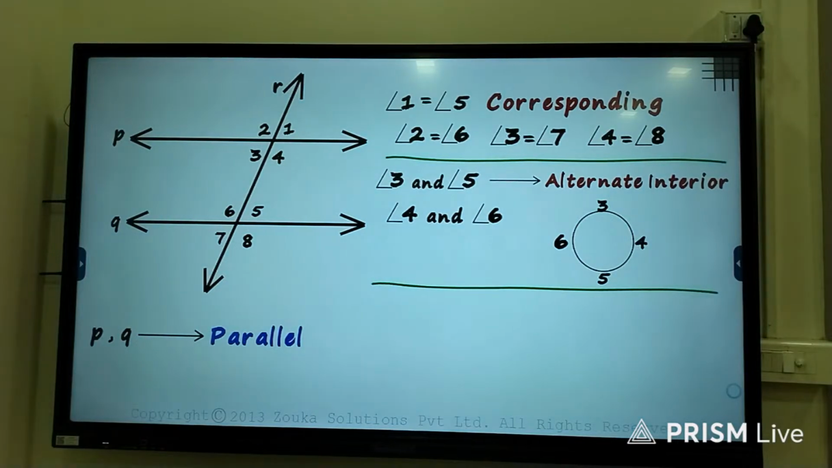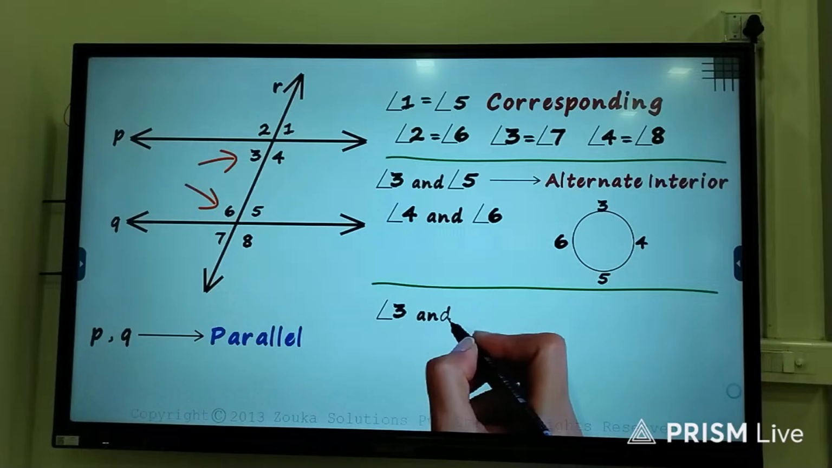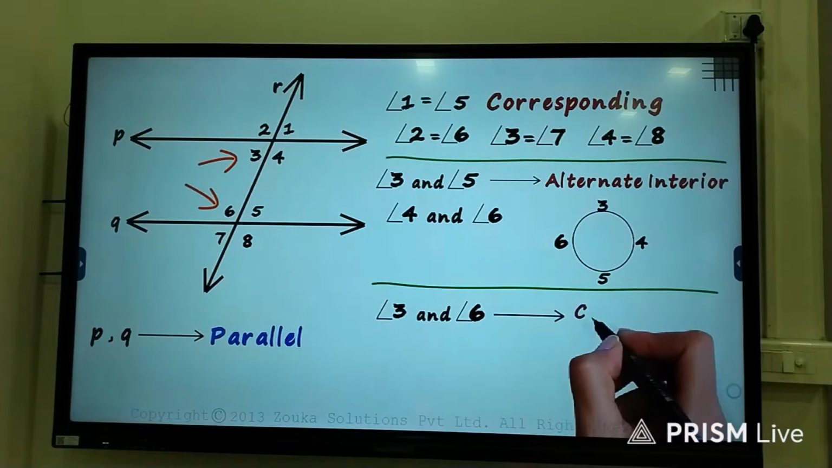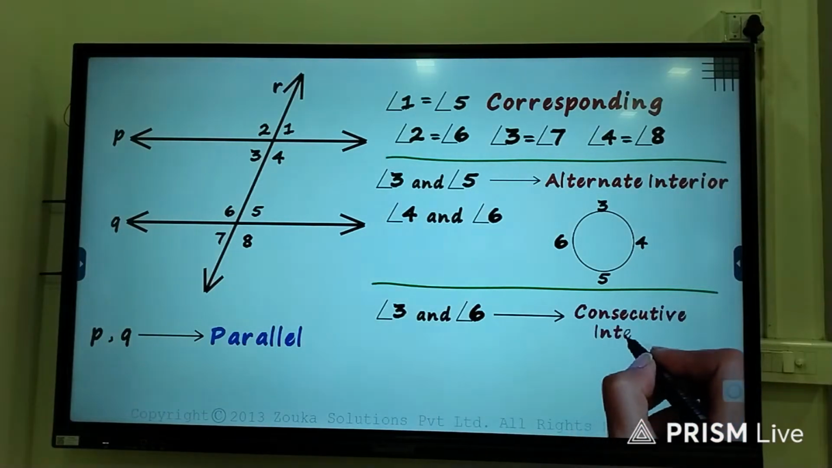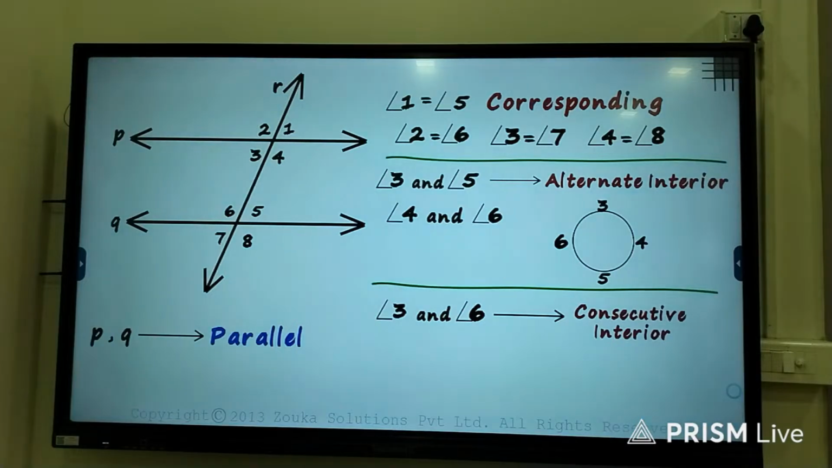The second type is a pair in which the angles are next to each other on the same side of the transversal, like angle 3 and angle 6. They are called consecutive interior angles. Look at the figure now. Do you see any other pair of consecutive interior angles? Yes, with the same logic, even angles 4 and 5 are consecutive interior angles.